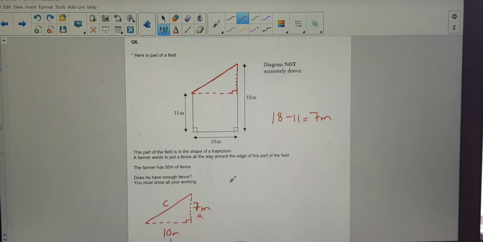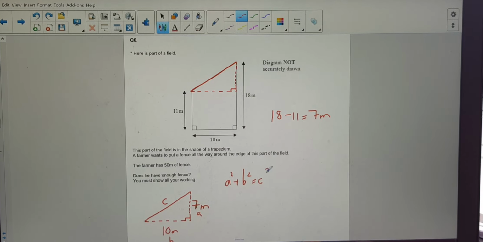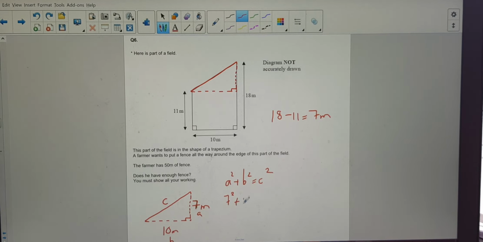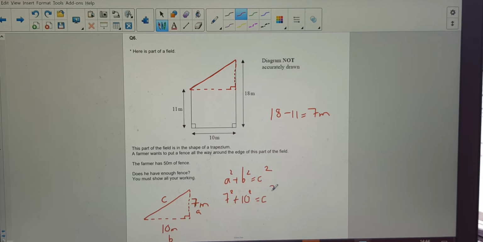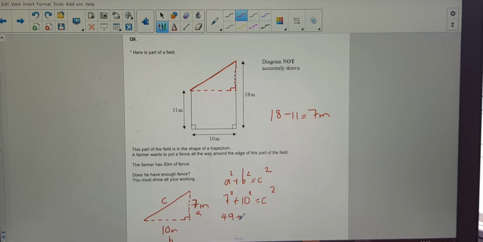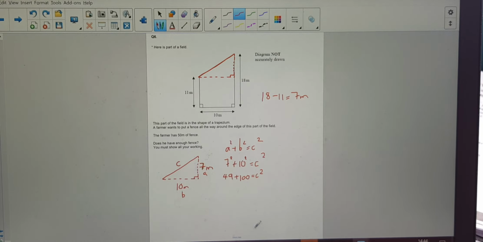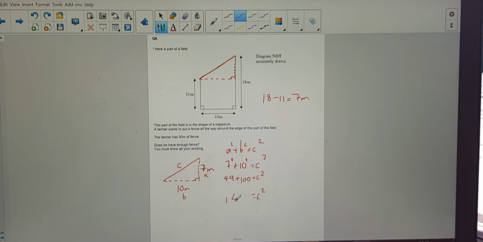Okay, Pythagoras' Theorem tells us that A squared plus B squared equals C squared. So 7 squared, add 10 squared is equal to C squared. 7 squared is 49 plus 10 squared, which is 100, equals C squared. Therefore, C squared equals 149.